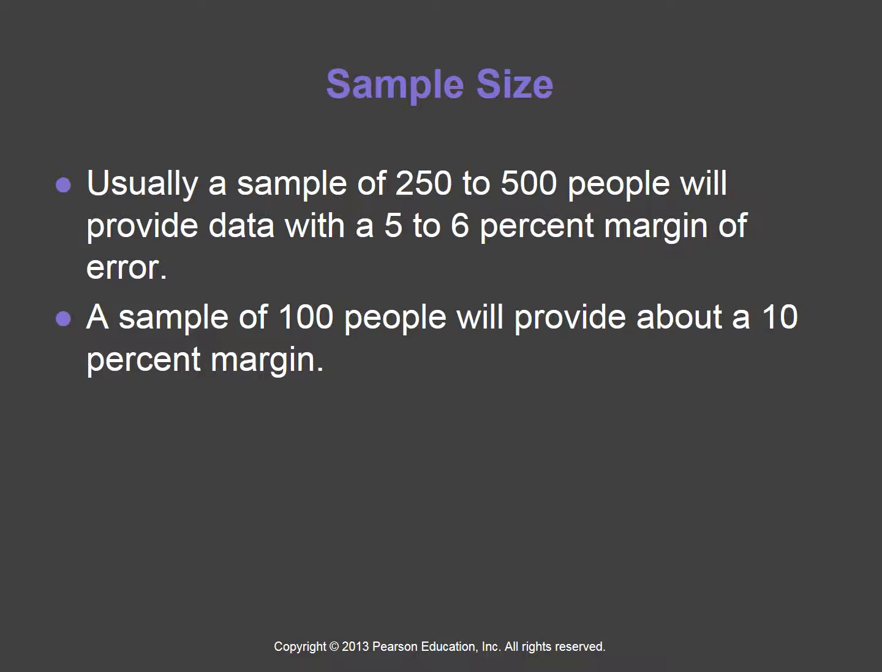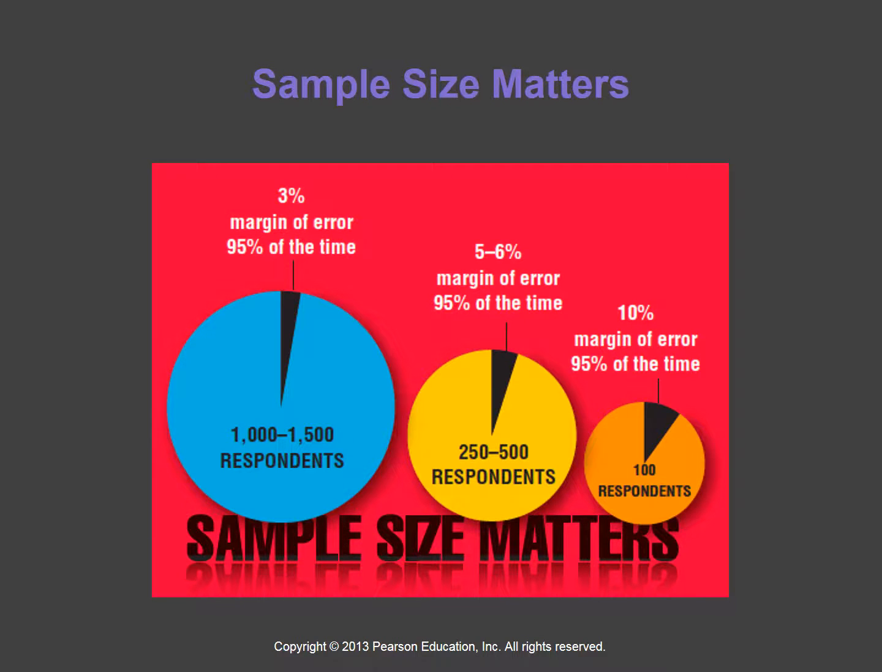Now, this says usually a sample of 250 to 500 people will provide a pretty good margin of error. It's not huge. And that's pretty standard. I see often people doing surveys with about 300 people, 300 to 350, and they're happy about that. So that's a good tool to use. But the grand perception to have is that the smaller the number, the greater margin of error. And this illustrates it really nicely. You can see that the bigger the number, the smaller the sliver is of the option for error, or the opportunity for error.